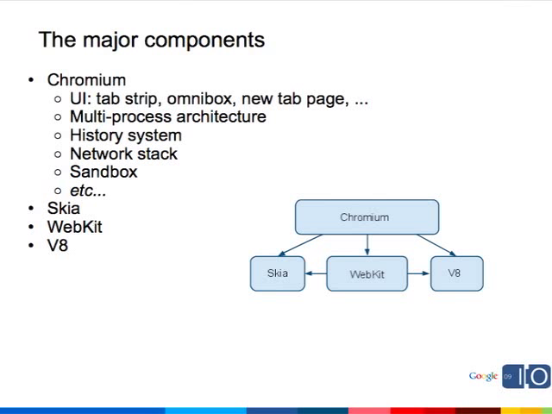And Chromium depends on WebKit. I've mentioned WebKit already, and V8. And Skia is our graphics engine. It actually comes from the Android project. It's a 2D graphics engine that's highly optimized for mobile environments, and so it really runs well on a desktop system.